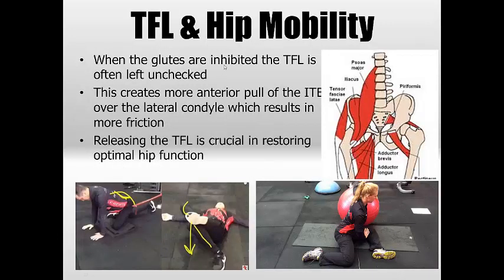So the TFL muscle, which we mentioned earlier, which is one of your hip flexor muscles, that'll be one of the ones that we'd want to try and mobilise, because this one's often left unchecked and creates an anterior pull of the ITB over the condyle, which results in more friction. So releasing this is crucial. To getting good hip function, not even for your lower back, getting this guy to work correctly is key.